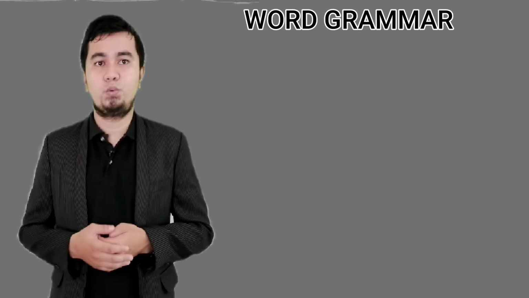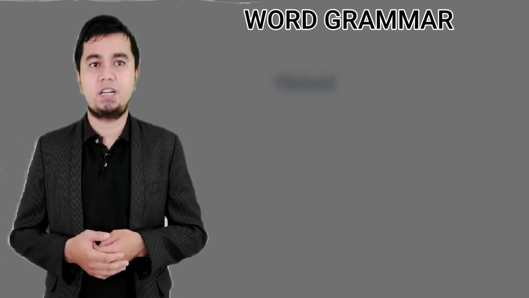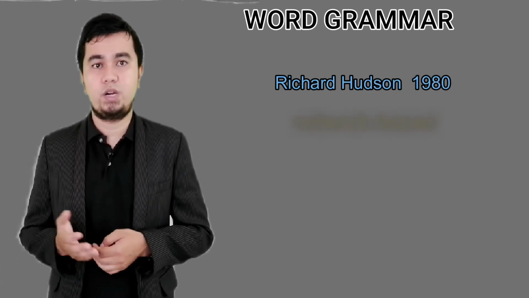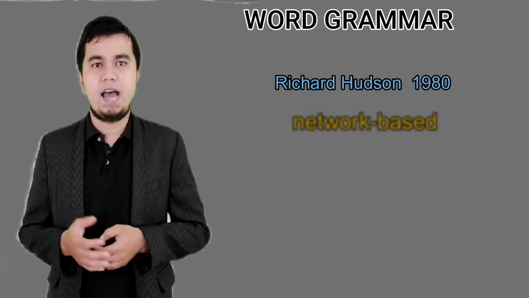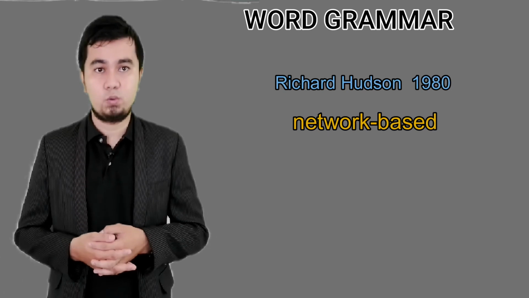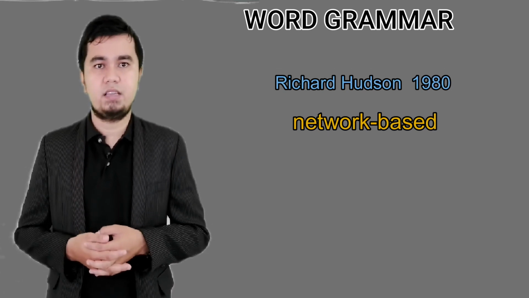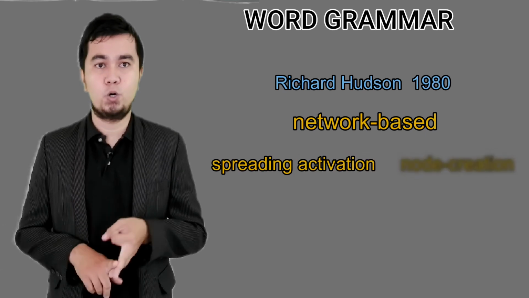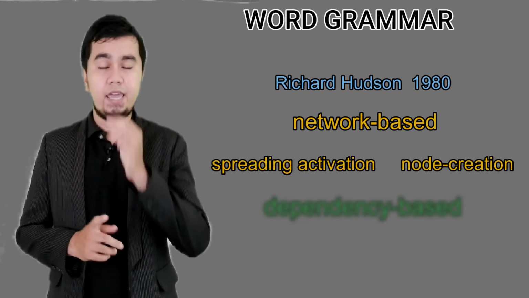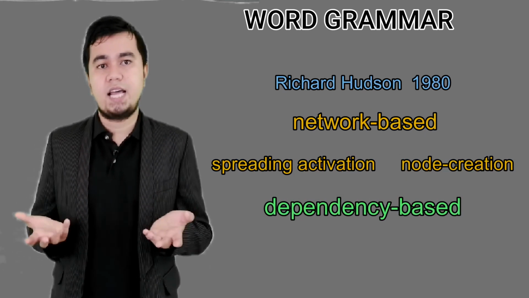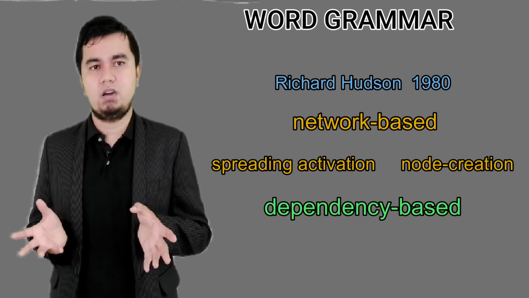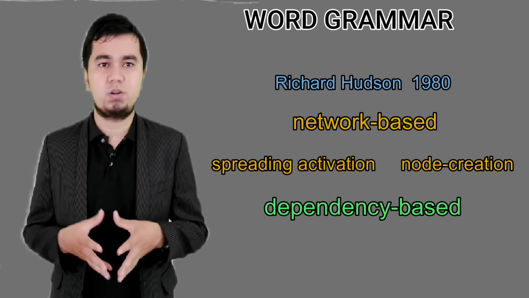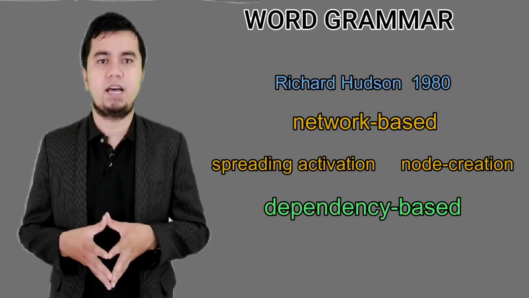We have also the word grammar. This is introduced by Richard Hudson. According to this, the first language is network-based. Therefore, a language is organized as a network of entities related by propositions of spreading activation and node creation. So, in this, grammar knowledge is largely a body of knowledge about words. So there are no rules, principles, or parameters to complement the network.